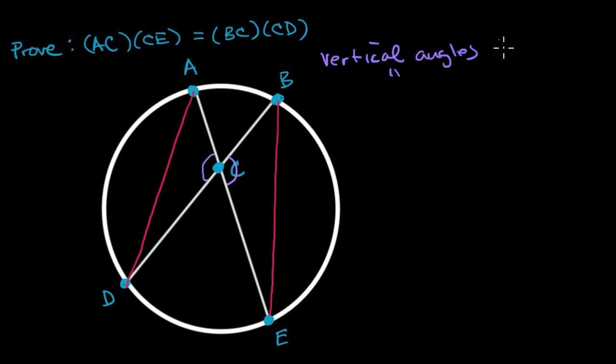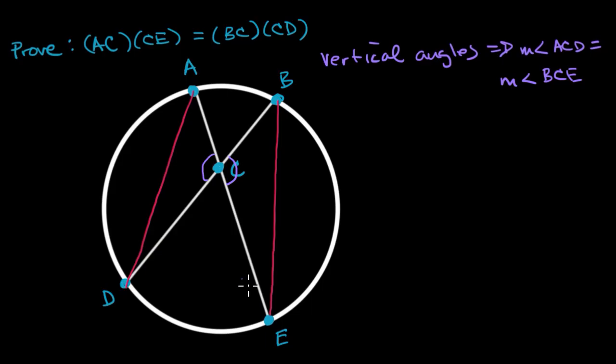Maybe I'll write it this way. This tells us, because these angles are vertical, the measure of angle ACD is equal to the measure of angle BCE. All right, I have one angle down. If I can get another set of corresponding angles that are congruent, that have the same measure, then I'm set.